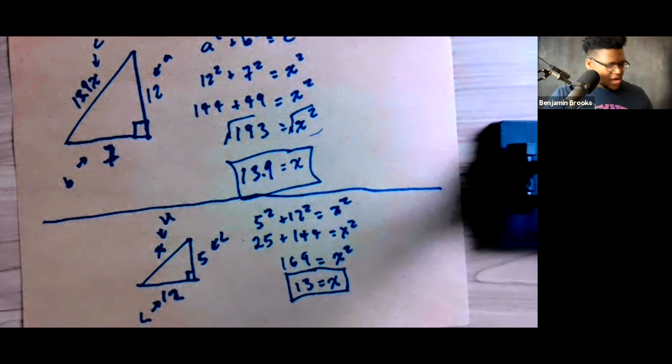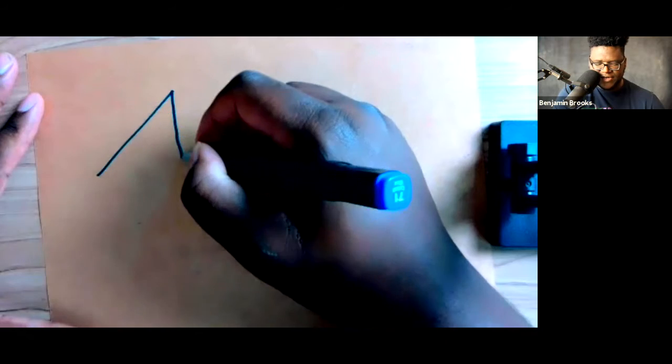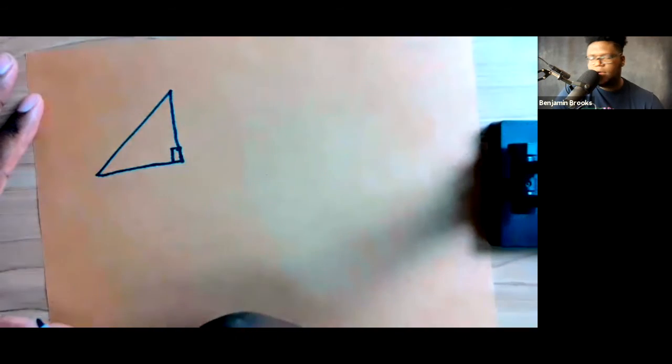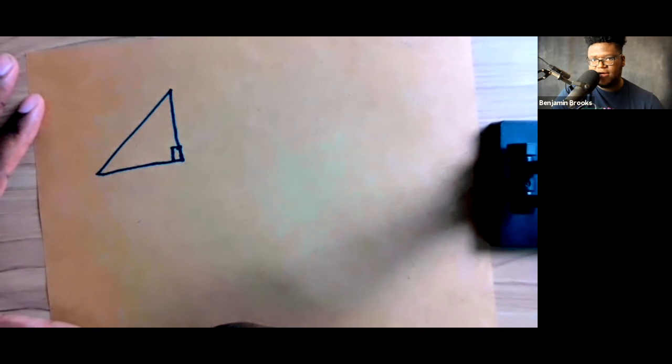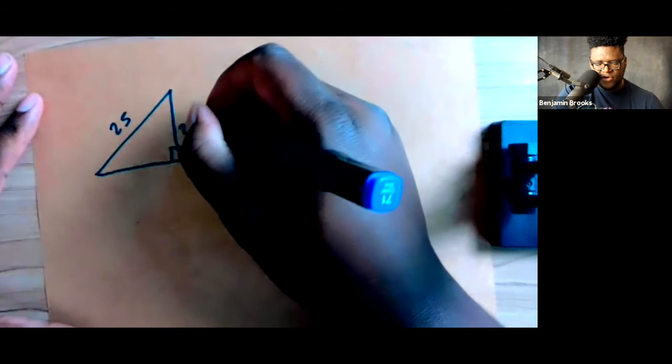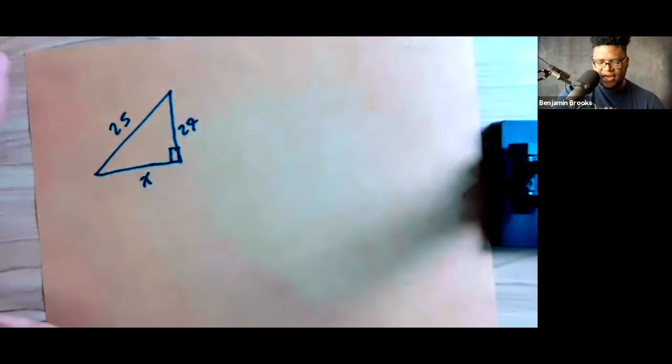All right, let's do one more example. So what if you have, and I'm going to use a whole number, but obviously you could have decimal answers here. Let's see. What if you have 25, 24, and x.